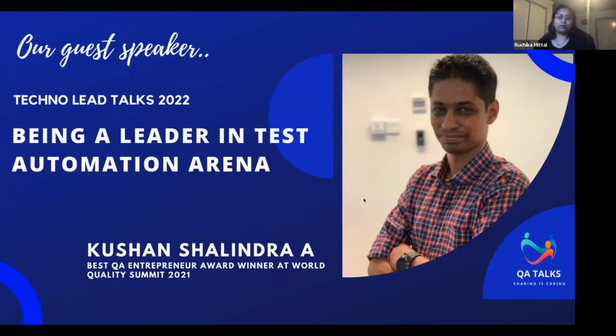All right, so without much further ado, let me introduce you to the topic of the day and the speaker. Our speaker today is Kushan Shalindra, an expert in QA automation. He's an entrepreneur, and he has won various awards, one of which is the Best QA Entrepreneur Award at the World Quality Summit 2021. Today he'll be talking to us about being a leader in the test automation arena. So over to you, Shalendra.